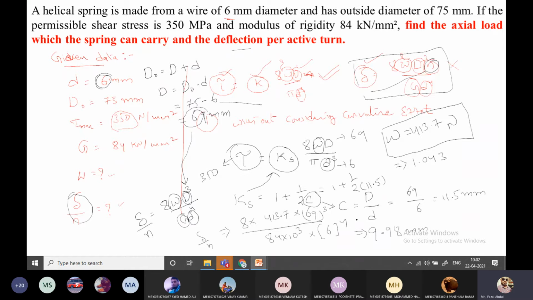Whatever values we got, the axial load as well as the deflection per ton, are based on not considering the curvature effect. What is the curvature effect? We already discussed this in the derivation of the design of springs based on the strength criteria. And the second one is with consideration of the curvature effect.